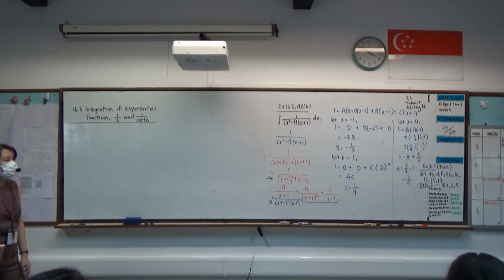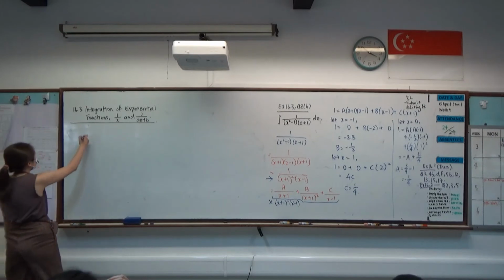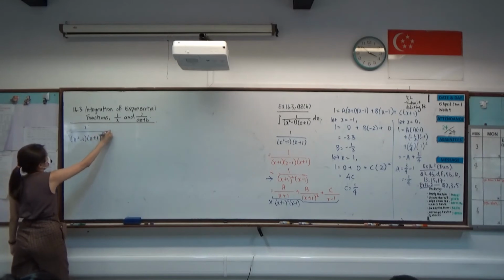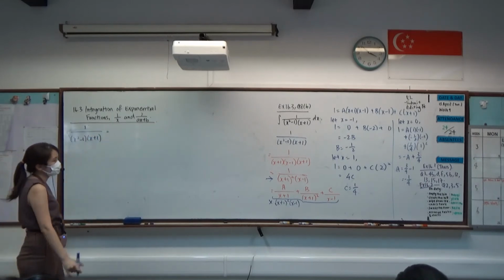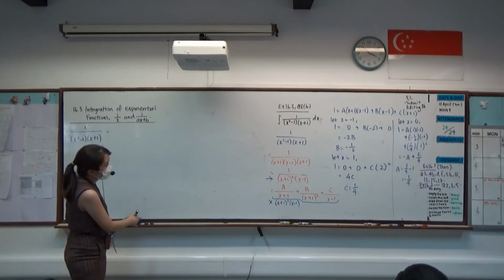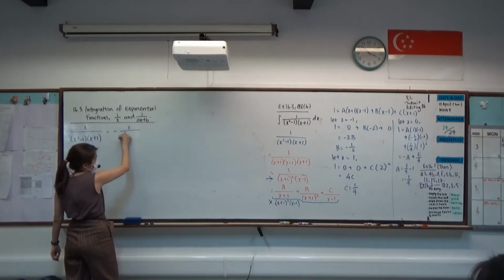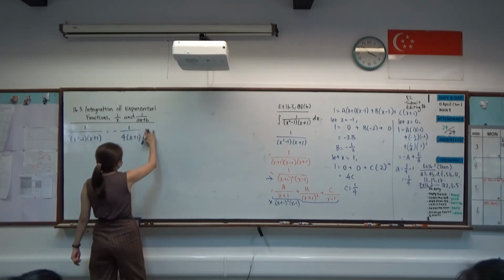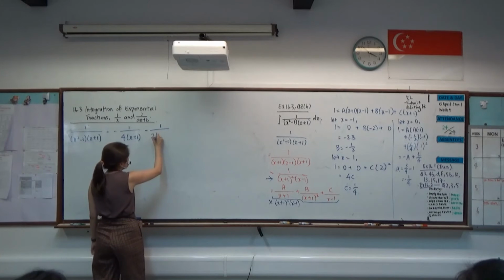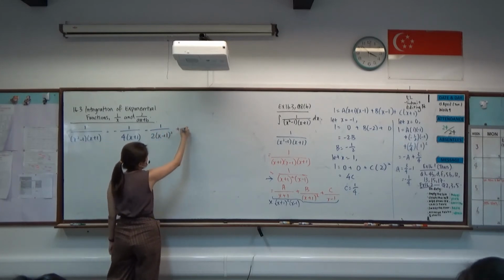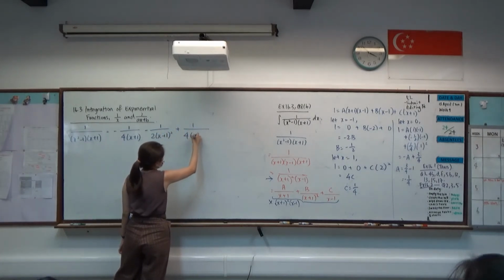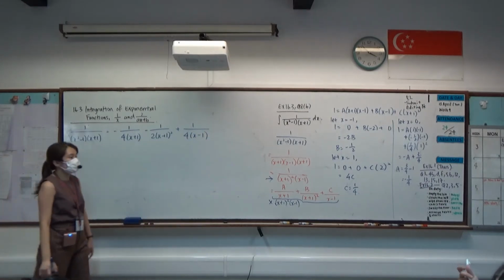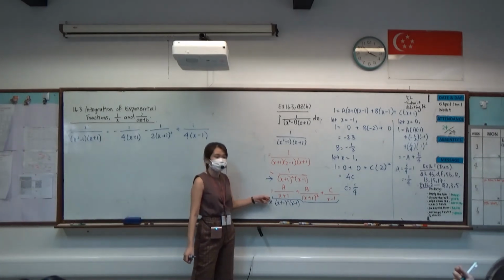So we got our A, B, and C ready. Therefore, we're already done halfway. Our fraction is equal to A, which is negative 1/4 over x plus 1, B, which is negative half, so minus half over x plus 1 squared, plus C, which is 1/4 over x minus 1. So I substitute into this partial fraction form here.